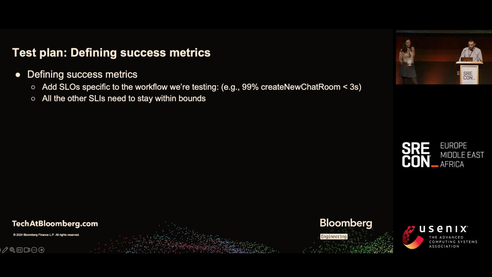This is, I would say, one of the most important things that you need to answer before doing any kind of testing. You need to decide what you are trying to achieve out of this test. This can be different things. For ourselves, it was as simple as defining some SLOs for the new workflow. And it goes without saying, we also need to keep the current SLIs within bounds, not only the newly introduced ones.